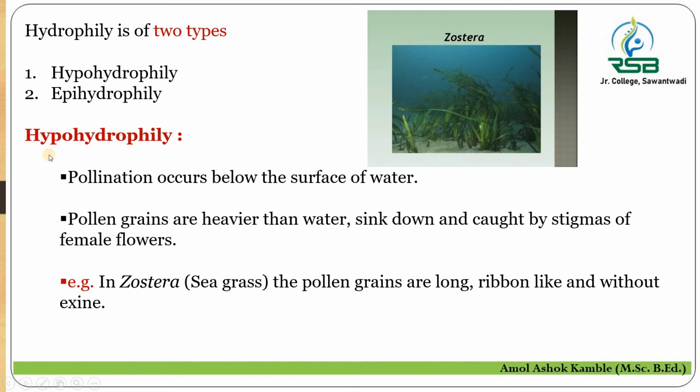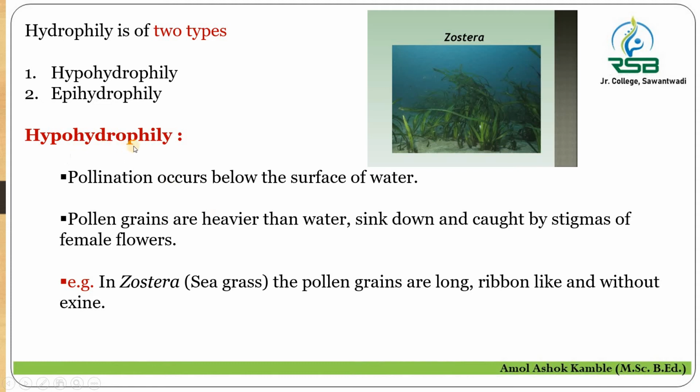For example, this hypohydrophily is carried out in the seagrass, that is Zostera. The pollination occurs below the water surface. It is called hypohydrophily. And the nature of pollen grain: as the pollination takes place below the water, the pollen grains are heavier than water. Therefore, they sink down and are caught by stigmas of the female flowers. For example, in Zostera, the seagrass, the pollen grains are long, ribbon-like, without exine.